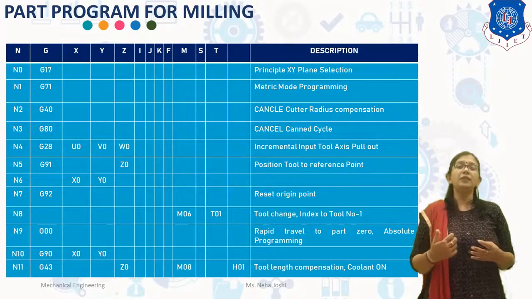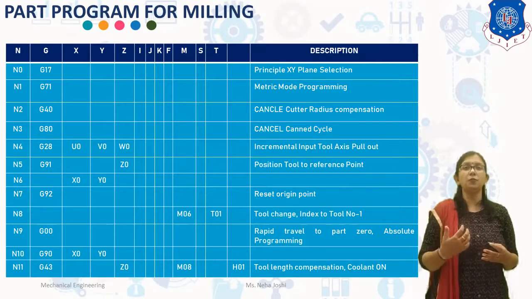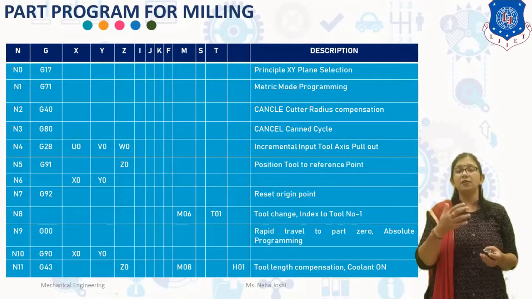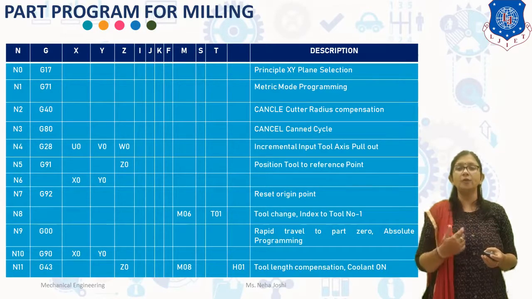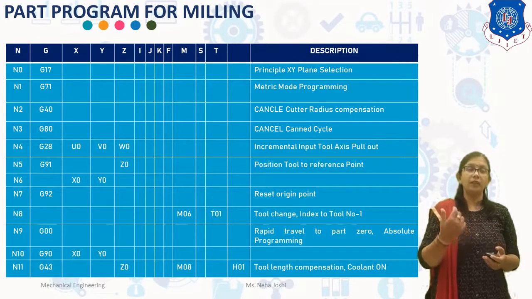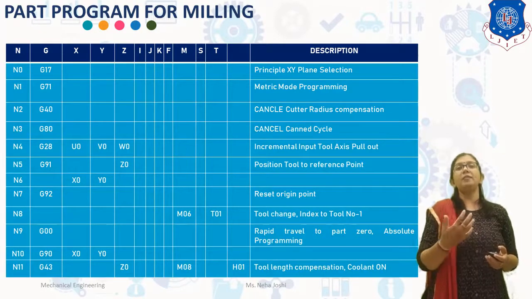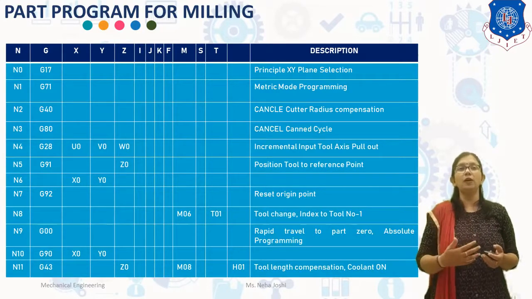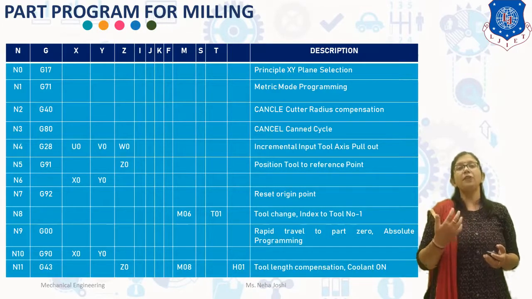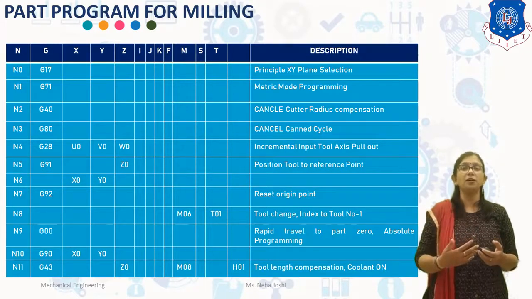After that, the next sequence is N5 and G91 is used for incremental input, positioning the tool at the reference point at Z0. The next sequence is N6, which indicates setting the tool at X0, Y0. Next is N7 and G92 is used for repositioning or resetting the origin point. After that, N8 and M06 is used for changing the tool to T01, which indexes to tool number 1. Next is N9 and G00 is used for rapid positioning of the tool.